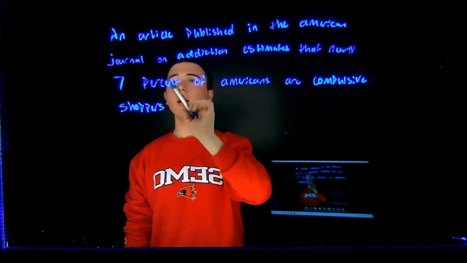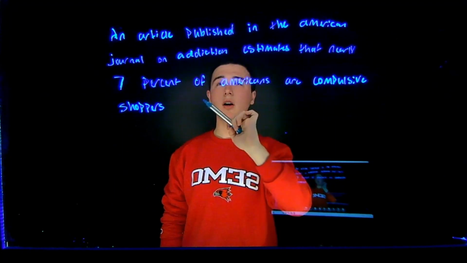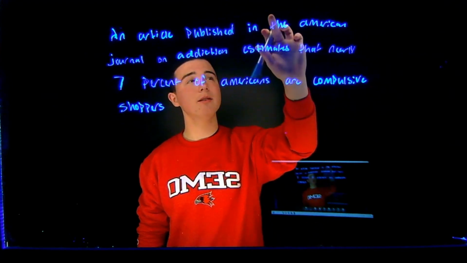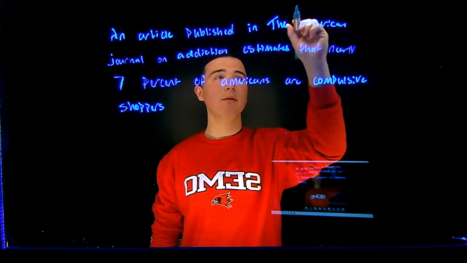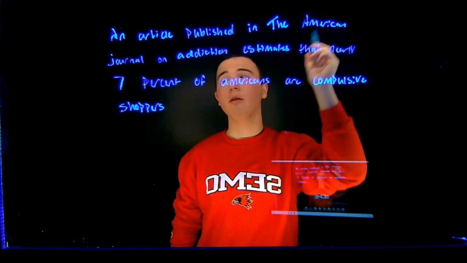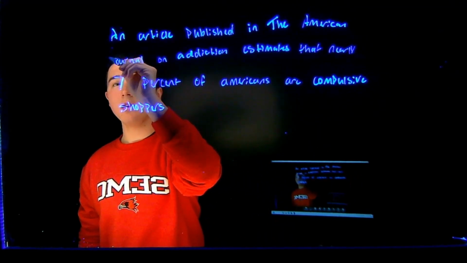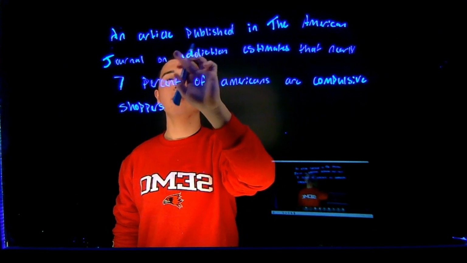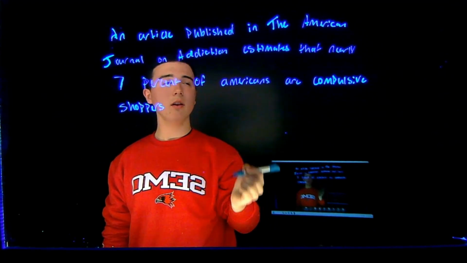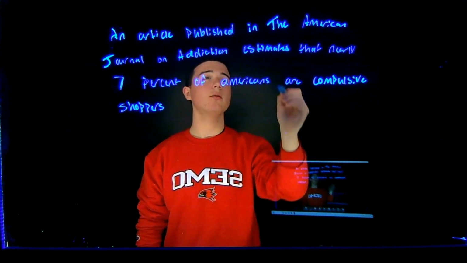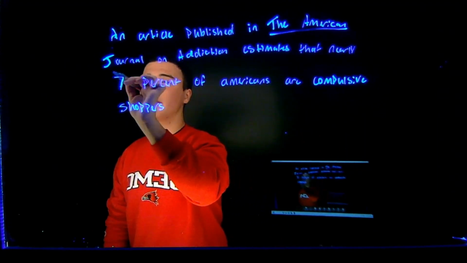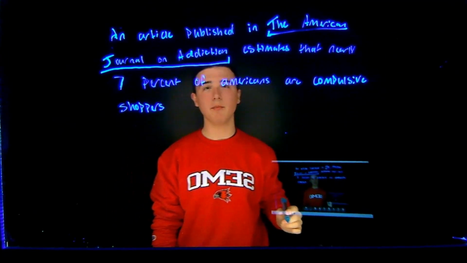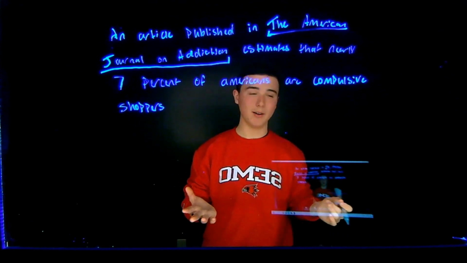And then as we move on, an article published in the American Journal on Addiction. So since that is a title, we're going to have to capitalize every aspect of it. So that includes the A of American, the J of Journal. On, we do not need to capitalize. And then the A of Addiction. And with titles, we also need to italicize them. But for the purpose of today, we are just going to underline it, because I'm not able to italicize my own handwriting.